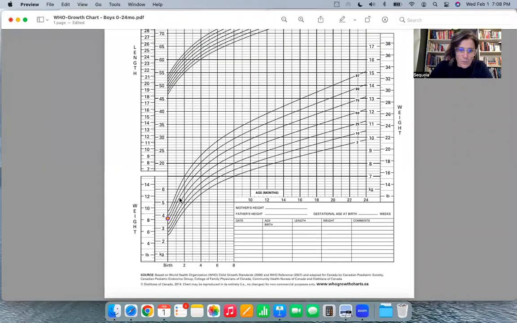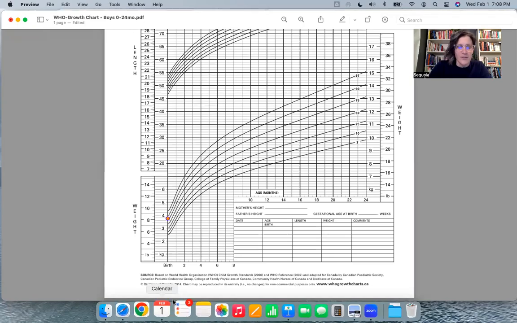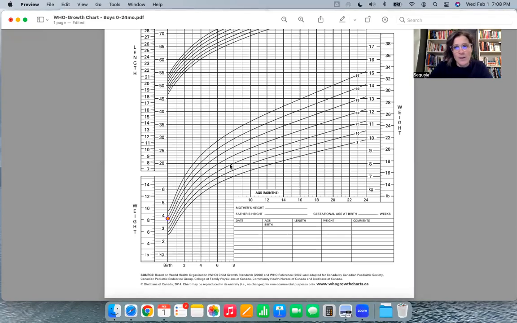Let's follow it. Oh, no, we're on the 75th line. So right on the 75th line at 8 pounds. Looks like a little bit more than 7 pounds would have been that 50th percentile. So right on the 75th. So for this imaginary baby, we want them to stay right on that line.